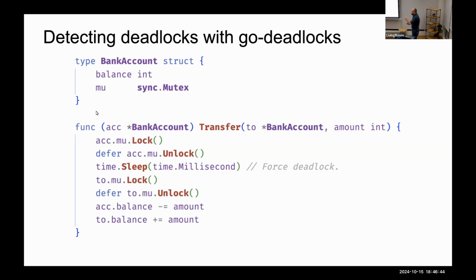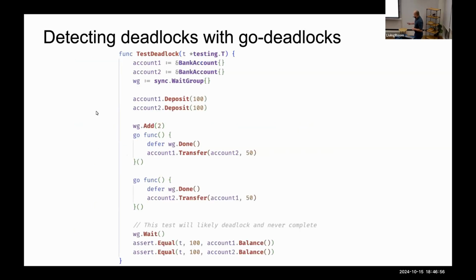We have some bank account. We want to transfer money from one bank account to another, right? I've added here a millisecond to allow for context switch so that routines can go between each other. And if we just run it like this, we of course added some primitives to wait for the routines to finish, but they never will, because they're going to deadlock on the mutexes, right?